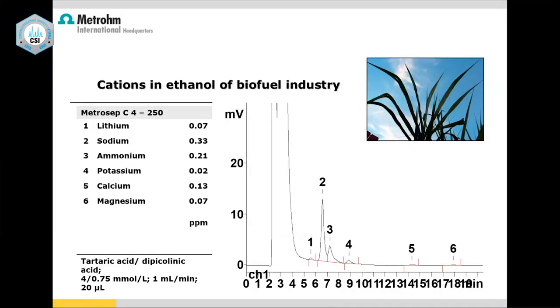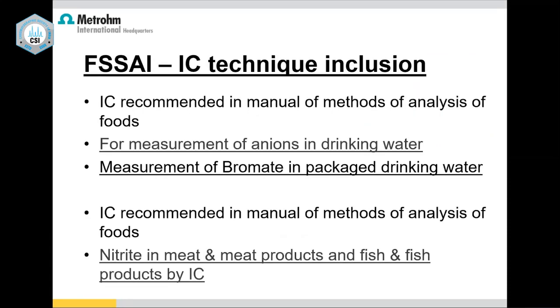biofuels, chloride and potential sulfate in bioethanols, then cations in ethanol. Food industry. Our own standards authority, the Food Safety and Standards Authority of India, has recommended IC as a technique. Of course, they have recommended it for only 3 analyses, but several of the analyses which are being handled by wet analysis can be done. For example, here it's measurement of anions in drinking water, bromate in packaged drinking water, and nitrite in meat and meat products and fish products.